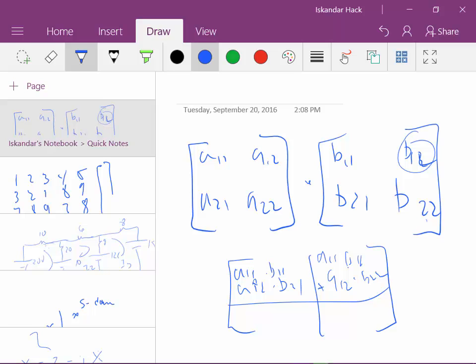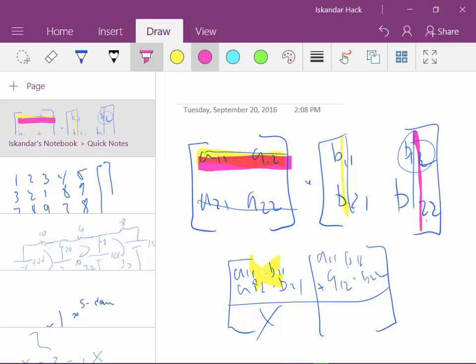But again, we take this row times this column, then this row times this column to get this spot here. And what I'm going to do to make life a little bit simpler: this row times this column gives me this spot. This row times this column gives me this spot. This row times this column gives me this spot. This row times this column gives me that spot.